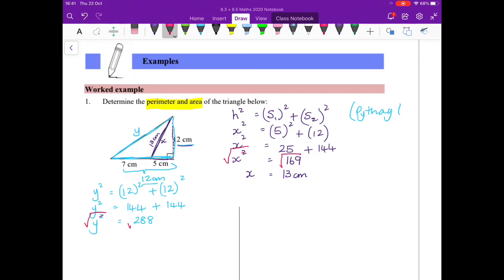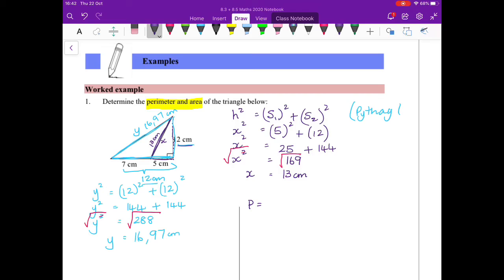And if I square root left, I square root right. So y will equal, take out your calculator, and it's going to be 16.97, and these are centimeters. I then would go and write my 16.97 centimeters on my diagram. Now I'm ready and set to do the perimeter.